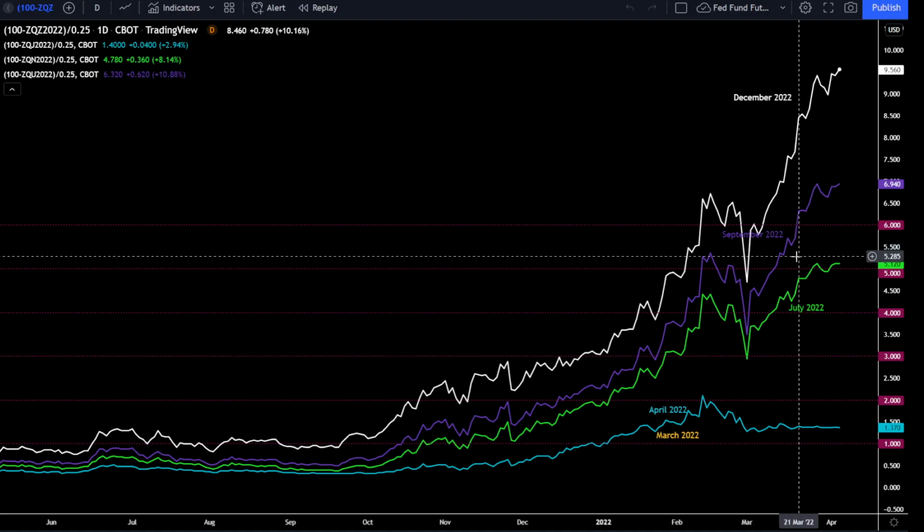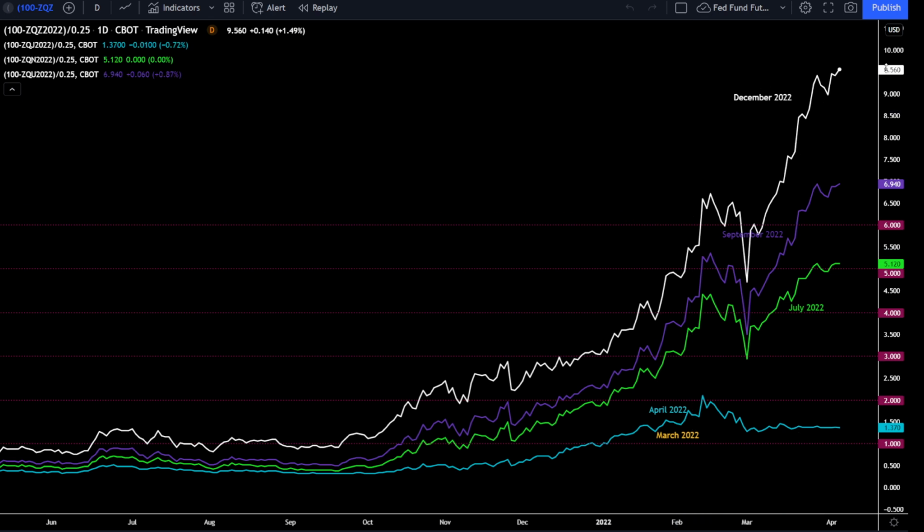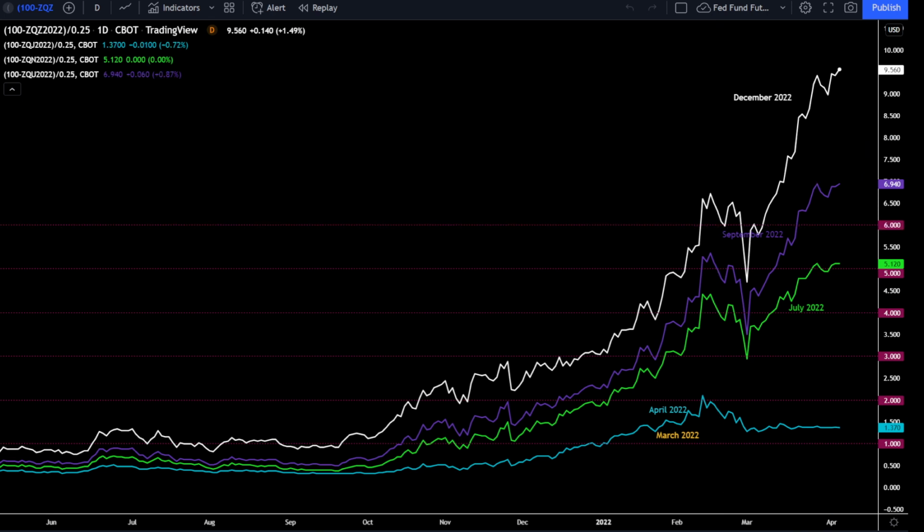Let's look at interest rate pricing very quickly. The December contracts picked up a bit. It's at 9.5 hikes, basically, that the market's pricing through December 2022. So that's an interesting one. With the Fed, we've got the minutes out on Wednesday evening British time, so we'll see if those rate hike expectations ratchet up any further.